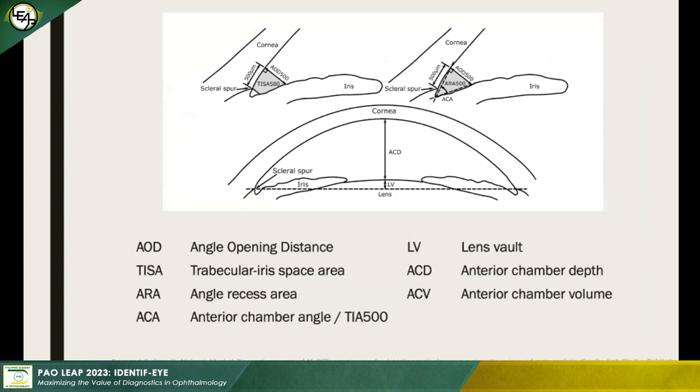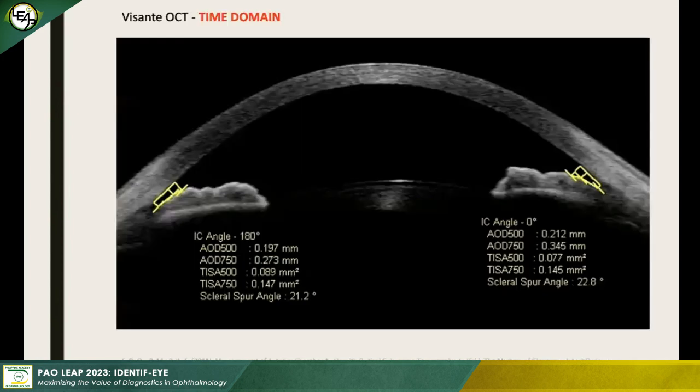This is also able to measure a lot of values similar to how it would measure in the UBM. So it can also get angle opening distance, angle recess area, trabecular iris space, can even measure your lens vault, anterior chamber volume. All of these values can be derived from your OCT.